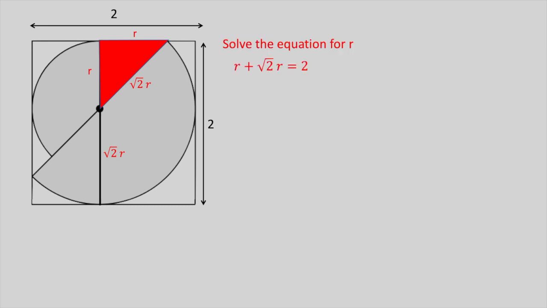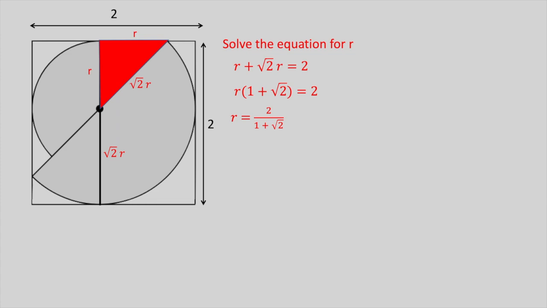So now we can solve the equation for r. We've got r plus root 2 r equals 2. We've got a common factor of r, so we can factorise that out. So we get r multiplied by 1 plus root 2 is equal to 2. Then we can divide both sides by 1 plus root 2. So we get r equals 2 over 1 plus root 2.